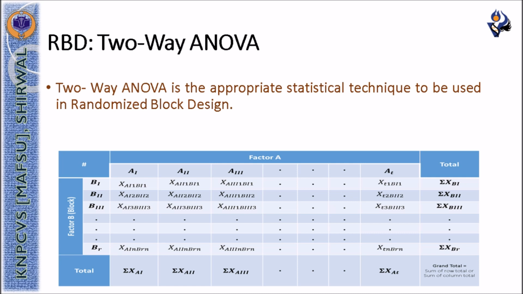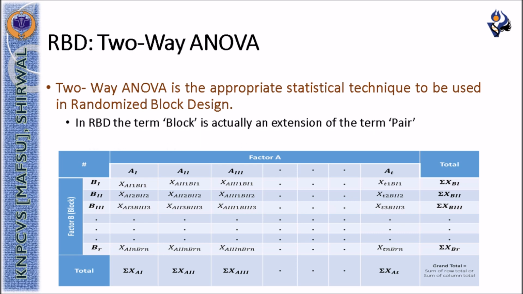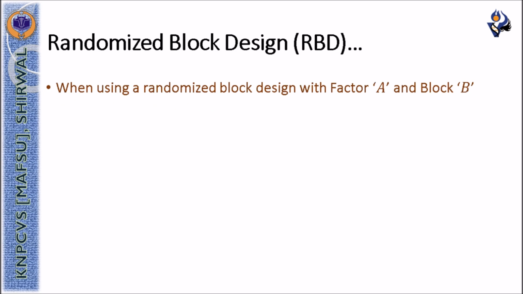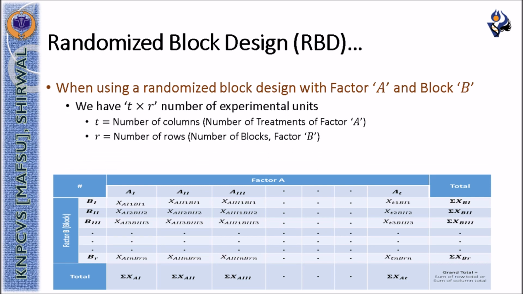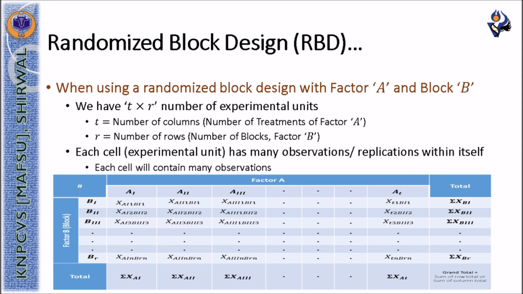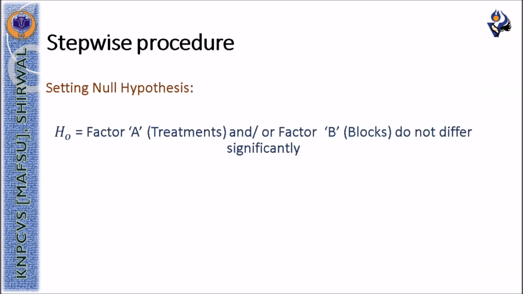Two-way ANOVA is the appropriate statistical technique to be used in case of randomized block design. In RBD, the term block is actually an extension of the term pair. Hence, RBD ANOVA is an extension of the paired t-test. When we have a randomized block design with factor A and block B, we have T into R number of experimental units, and each cell will have many observations within itself.